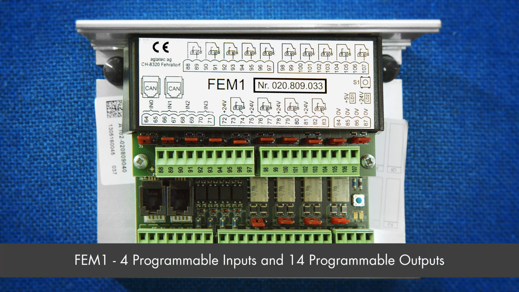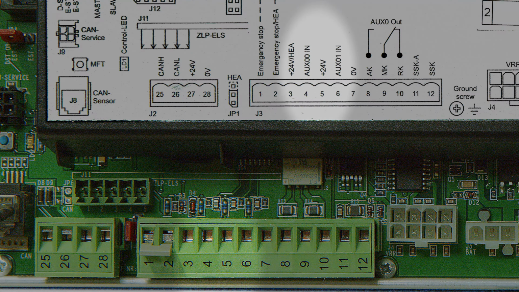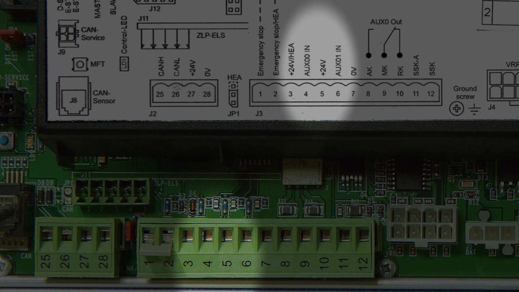Going even further, we can use a FEM1 board that has got so many more programmable outputs. The main processor's programmable inputs are auxiliary 00 in and auxiliary 01 in. They can be programmed to do numerous things.